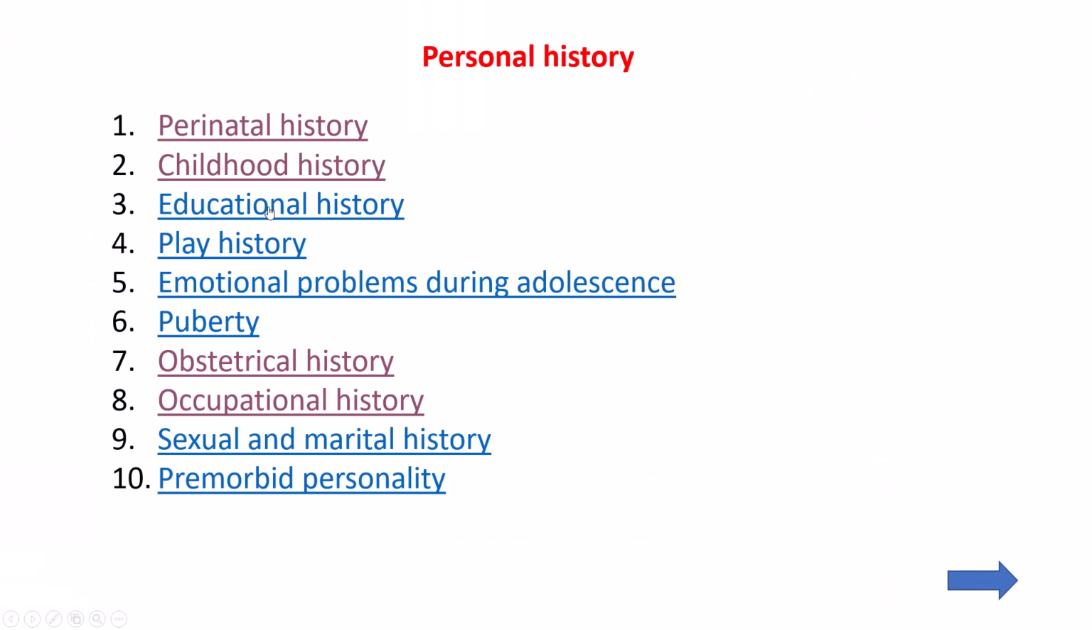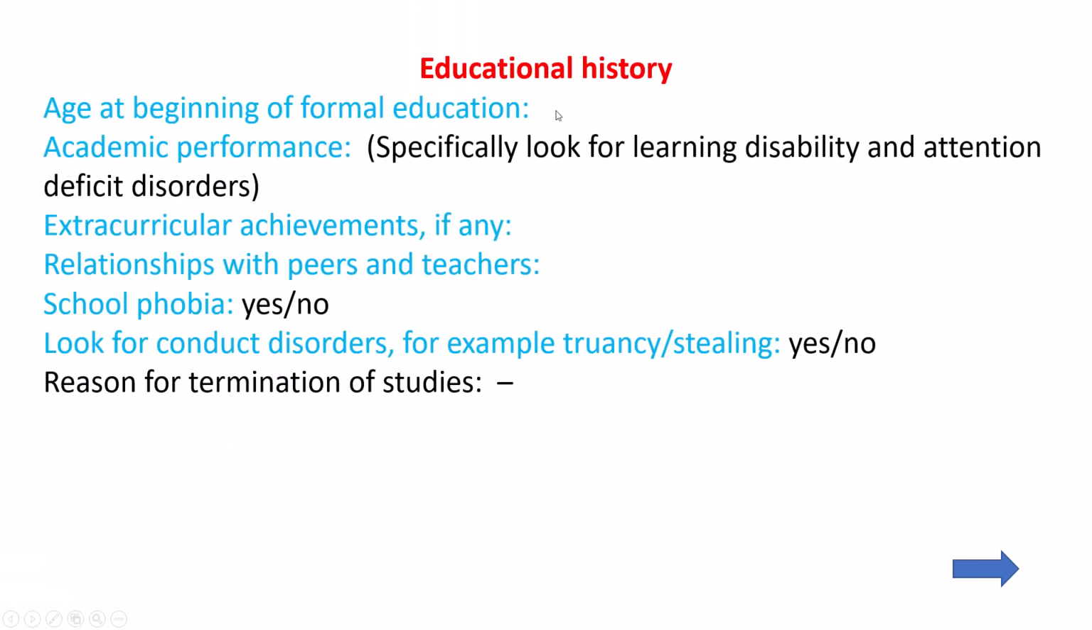Then educational history: age at beginning of formal education, academic performance, extracurricular activities, achievements. It may include games, singing, dancing, like that. Relationship with peers and teachers. Some students always quarrel with teachers and with peers. They will not talk with co-students. School phobia, yes or no. Look for conduct disorder, for example, truancy and stealing. Truancy means good child. Stealing means bad child. Bad characters will be there.